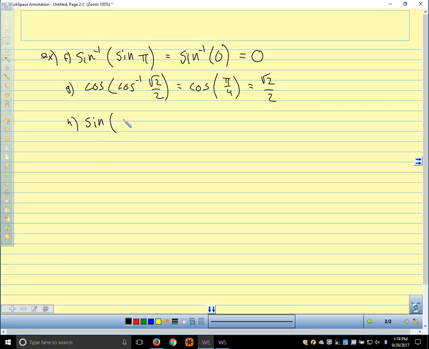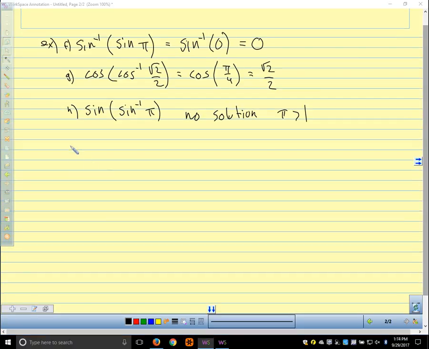I'm going to turn this one around. I'm going to say the sine of the inverse sine of pi. How about that one? Is it pi? Pi is larger than 1, so there's no solution. No angle has a sine of pi. The restricted range has to be between negative pi over 2 and pi over 2 for sine, and for cosine it's 0 to pi.